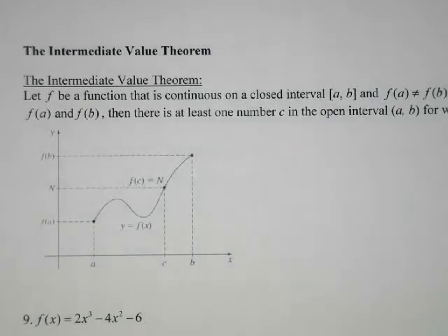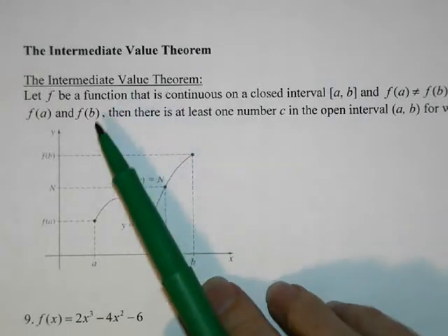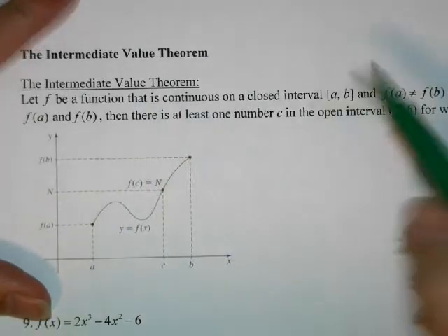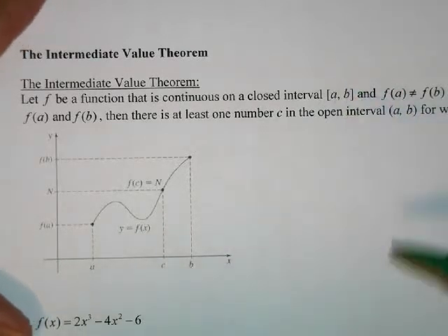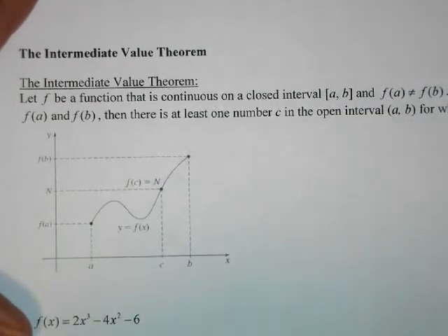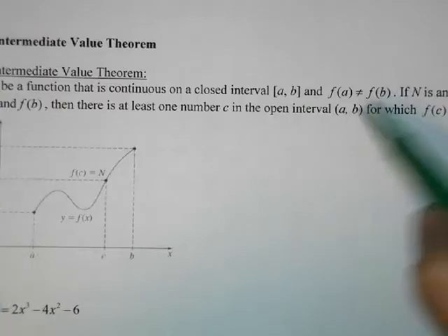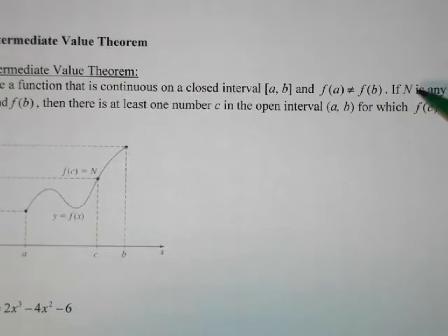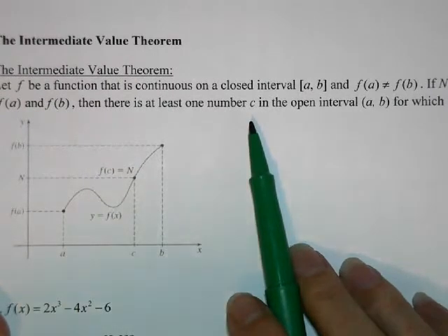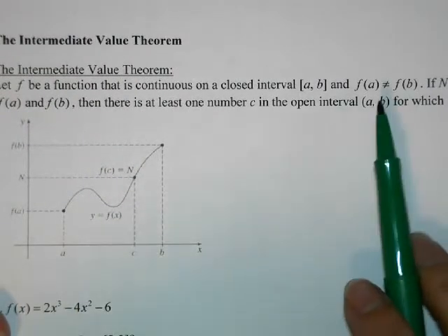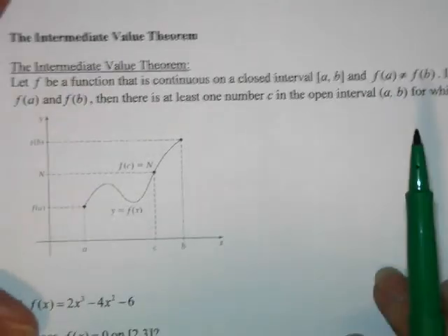So the intermediate value theorem is a fairly obvious thing, but it's an important thing. It says that if the function is continuous on the closed interval, which means it has to be continuous including a and b, you can't have a jump or anything. So if it's continuous on [a, b], and f of a does not equal f of b, if n is a number between f of a and f of b, then there's at least one number c on the open interval (a, b) for which f of c is equal to n.